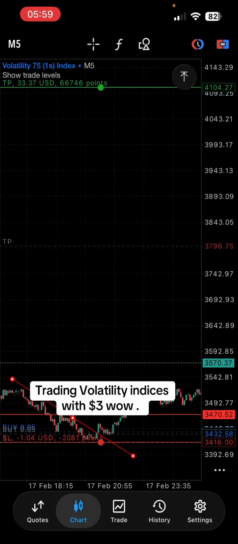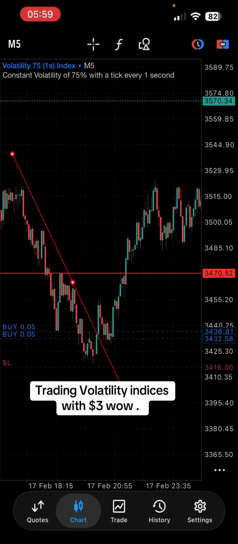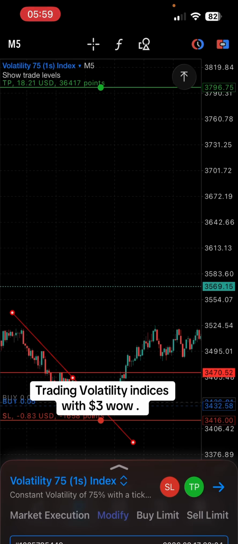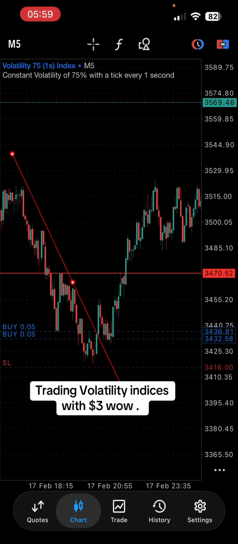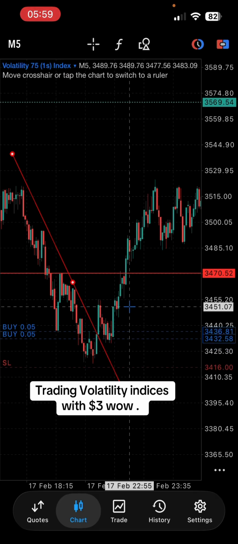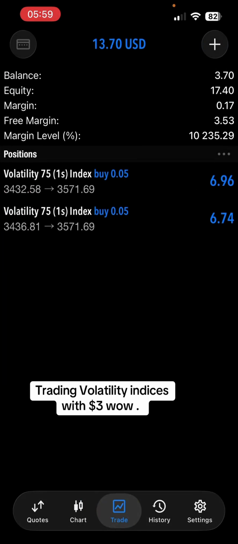Look at my trade here. The stop loss is just $1.04. The second one is just 83 cents. So you see that even with $3, because of how strategic I am in taking this with a lower time frame, the stop loss is very small, and you can see how the trade is playing out.